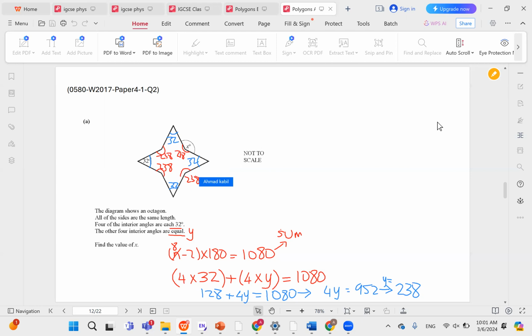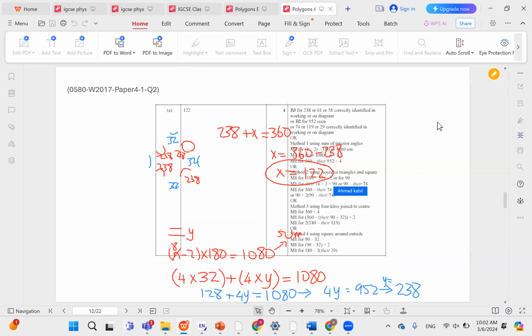So we want to find the value of x. We should just understand that the 238 plus x forms a complete circle. So 238 plus x equals 360. So therefore, x is simply 360 minus 238. This gives us 122, which is the final value of x. So 122 here is the correct answer.